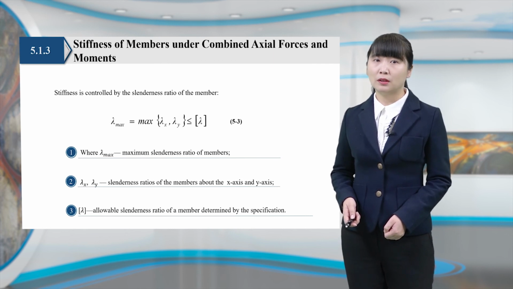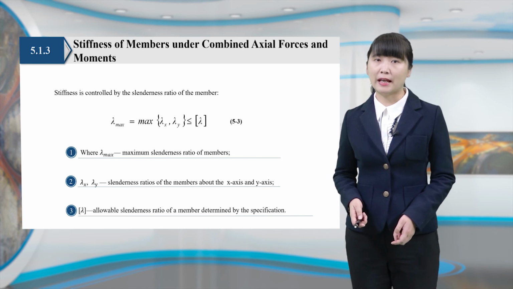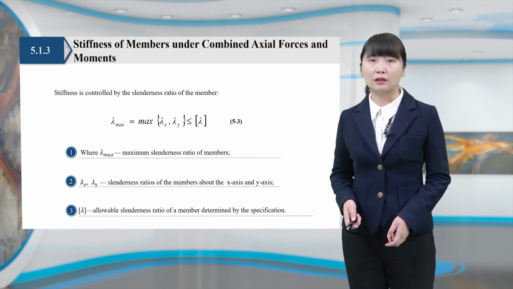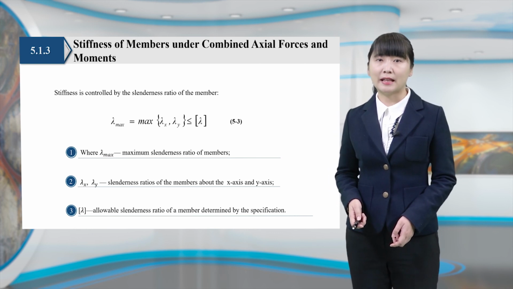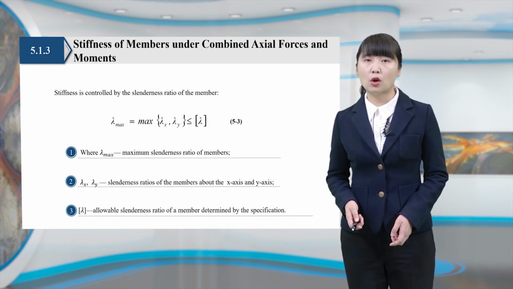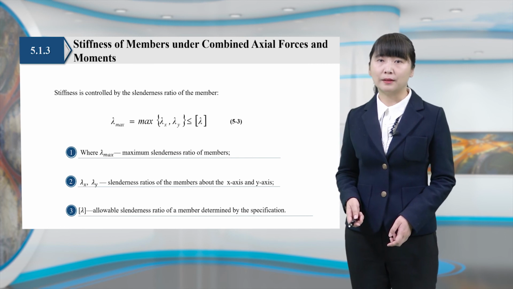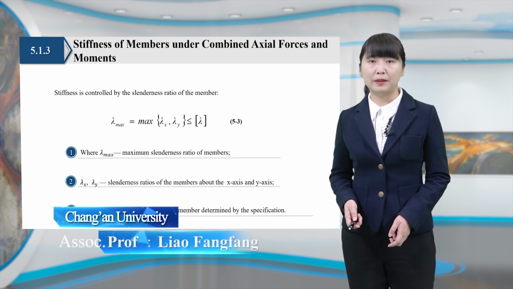In this lesson, we have studied the strength and stiffness of members under combined axial forces and moments. In the next lesson, we will learn the global buckling and the local buckling of solid web beam columns.